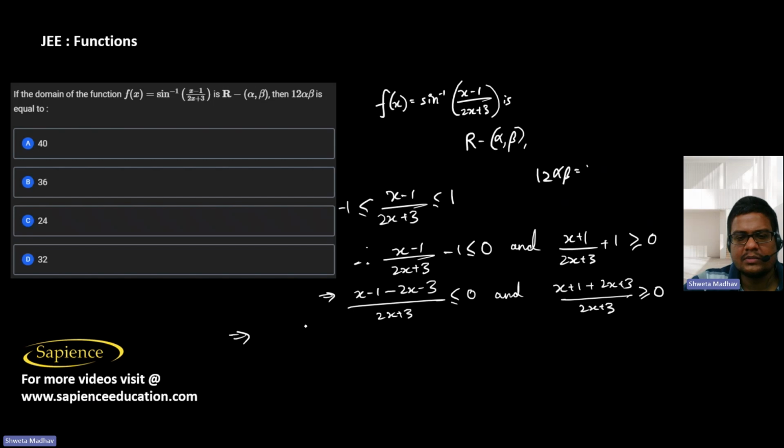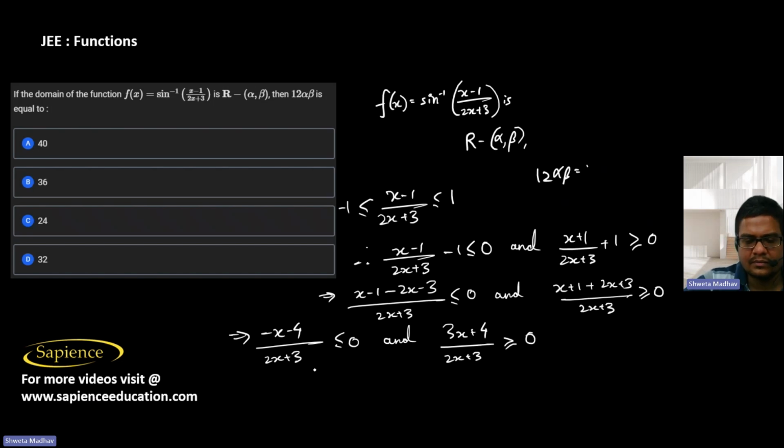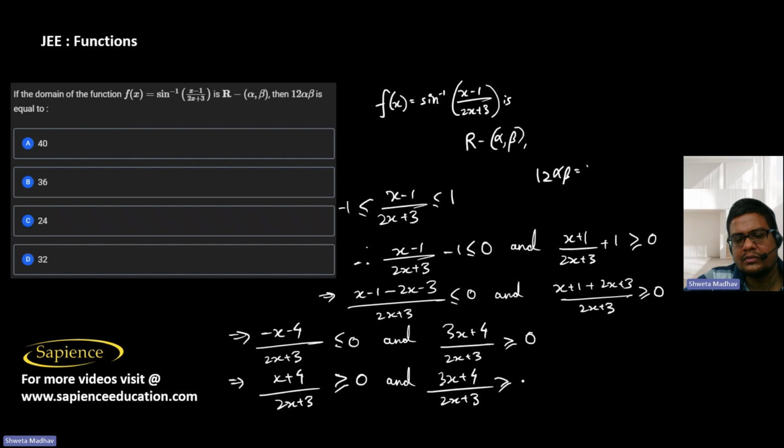So from here you can say this will be (minus x minus 4) by (2x plus 3), that should be less than or equal to 0. And this is (3x plus 2) by (2x plus 3), that should be greater than or equal to 0. Or this we can write (x plus 4) by (2x plus 3), that should be greater than or equal to 0. And this will be (3x plus 4) by (2x plus 3), that should be greater than or equal to 0. So it means that we have to take the intersection of these two solution sets, since here the AND function has been used.